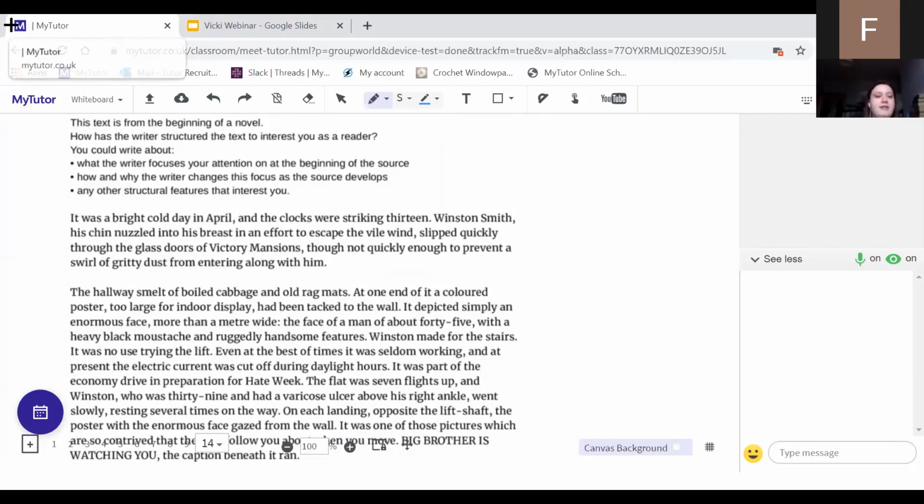So first paragraph, it was a bright cold day in April, and the clocks were striking 13. Winston Smith, his chin nuzzled into his breast in an effort to escape the vile wind, slipped quickly through the glass door of Victory Mansions, though not quickly enough to prevent a swell of gritty dust from entering along with him. So, what is the main focus in that paragraph then?